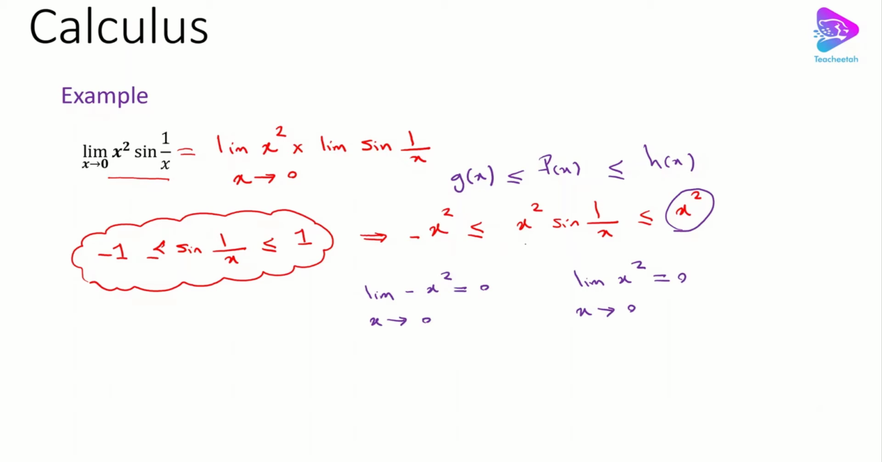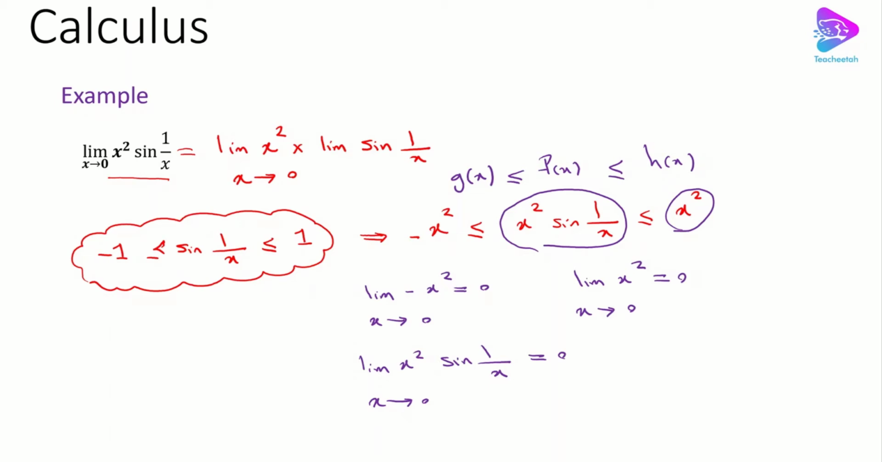Now let's look at the function in the middle, which is x squared times sine 1 over x, which is actually f of x. And based on the squeeze principle, we can easily say the limit of x squared sine 1 over x when x is approaching 0 is going to be 0. So we used the squeeze principle.